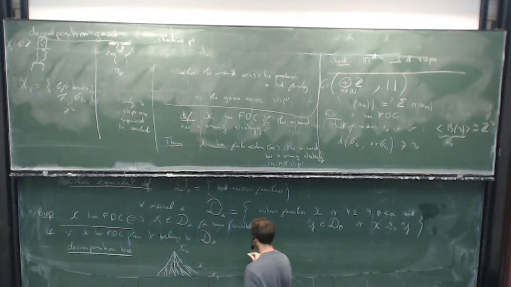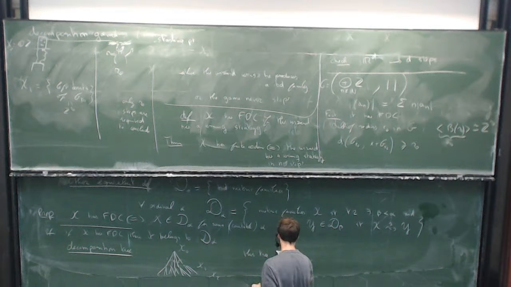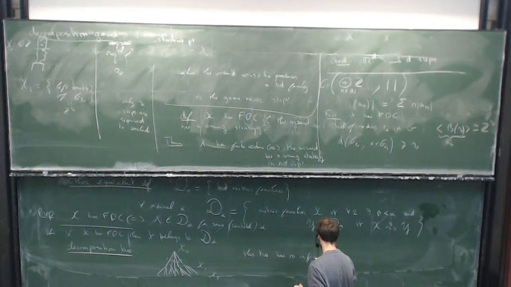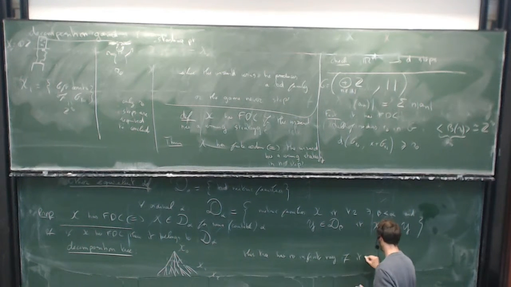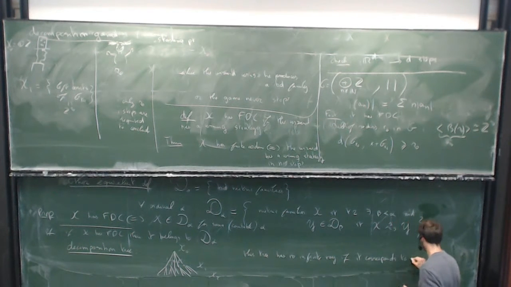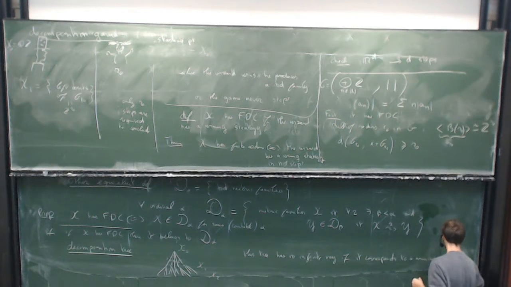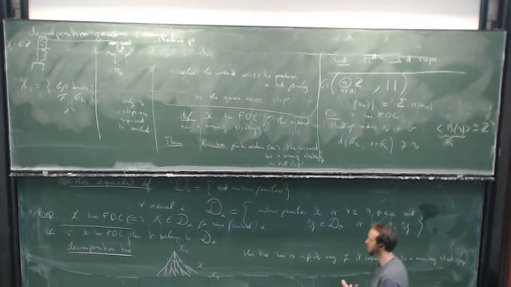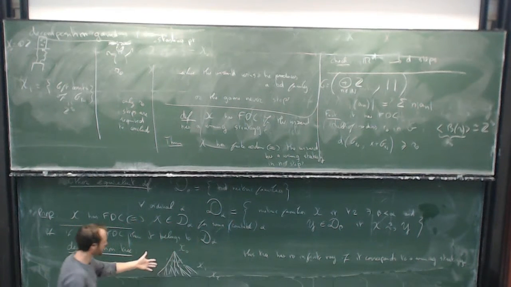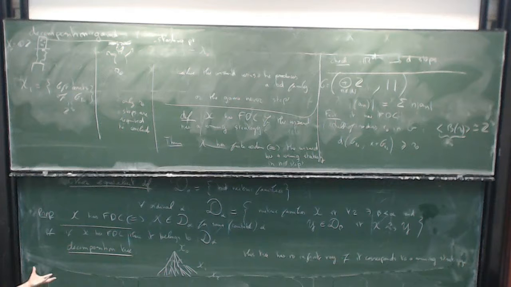The point is that this tree has no infinite ray if it corresponds to a winning strategy. Why is it called a strategy? It's a strategy because this is what the wizard will have to do. It gives you exactly what the wizard is supposed to do given any situation.